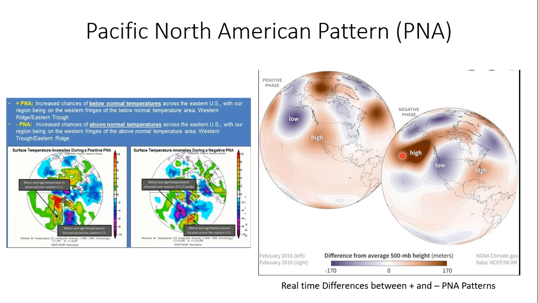But now in the negative phase, we have the upper level ridge of the Eastern Pacific and the Gulf of Alaska. We have a downstream trough into the western U.S., cooler and wetter conditions across the western U.S., and then another ridge setting up over the eastern U.S., resulting in warm and dry conditions during a negative phase. So it's very important to take a look at the PNA pattern as well.